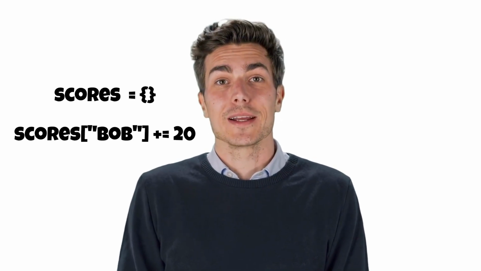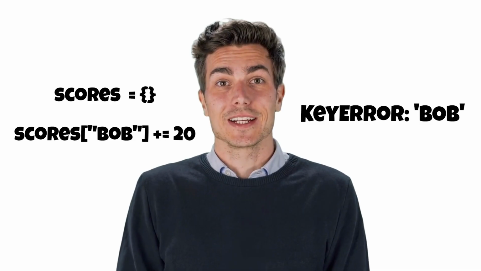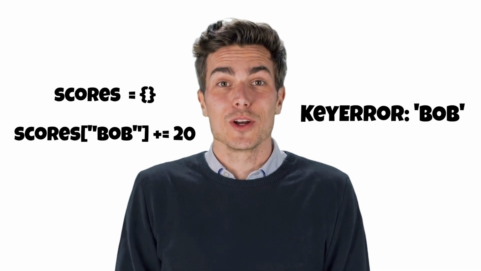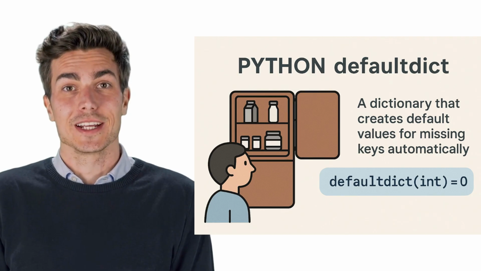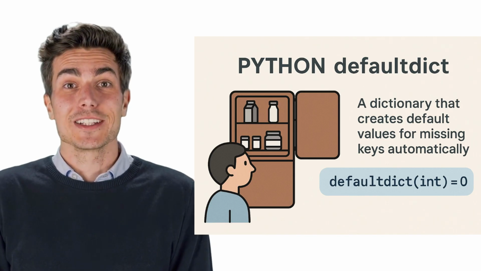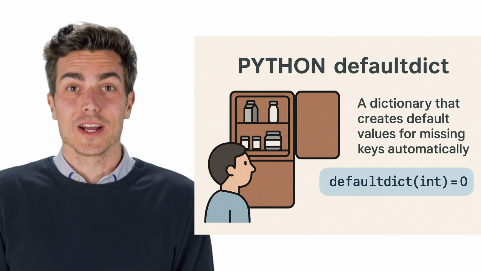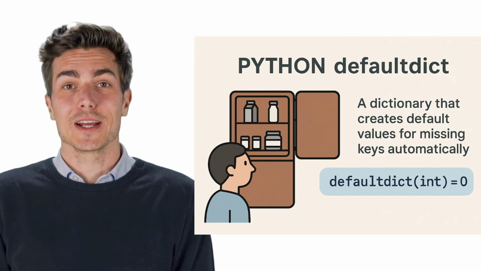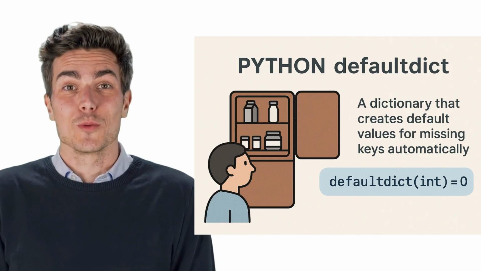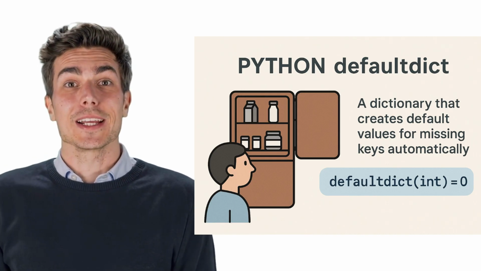Hey, ever tried to add something to a Python dictionary and got an error because the key didn't exist? Let me show you a smarter way. Defaultdict. It's like a normal dictionary, but kinder. Defaultdict is just a dictionary that creates default values for missing keys automatically, so you don't have to write if-else conditions or check if a key exists. It's like a fridge that always has milk when you open it, even if you didn't buy any.